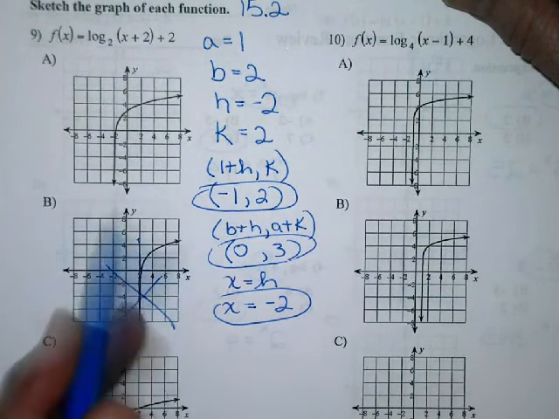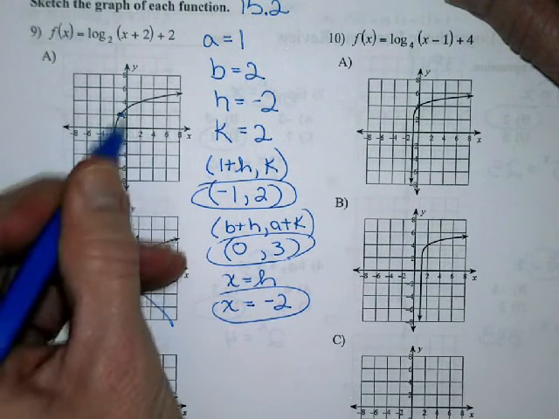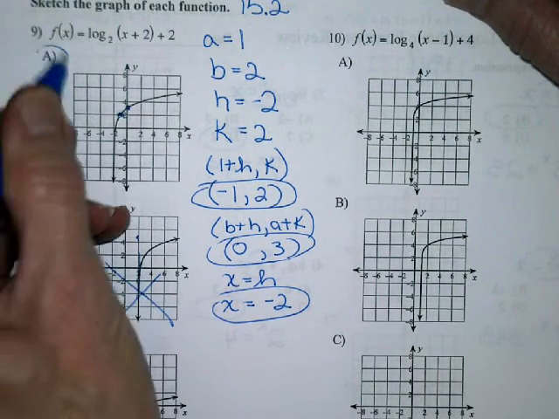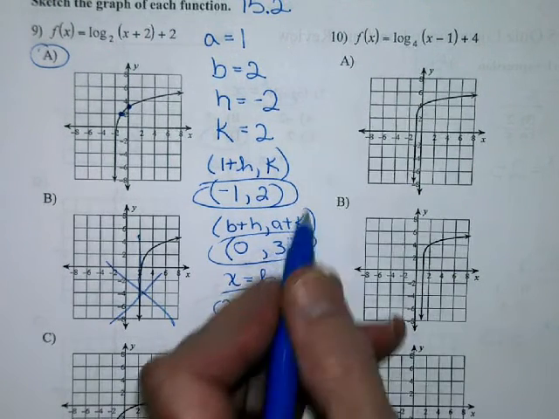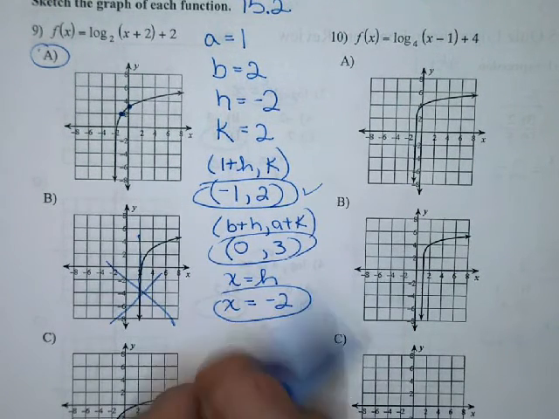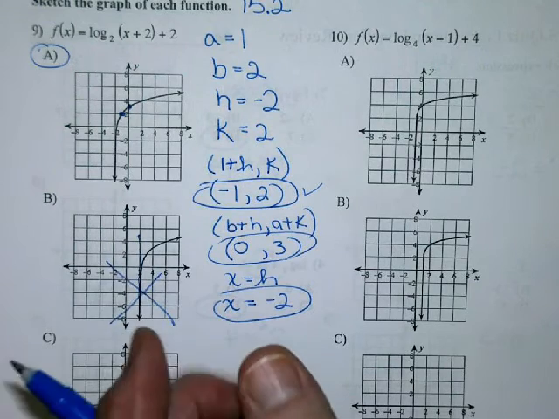So I'm looking for either one, or both, should be both. Negative 1, 2 is here. 0, 3 is here. So A is my graph. If I just figured this one, I got my right graph, but you've got to be careful. You've got to know how to figure them all.